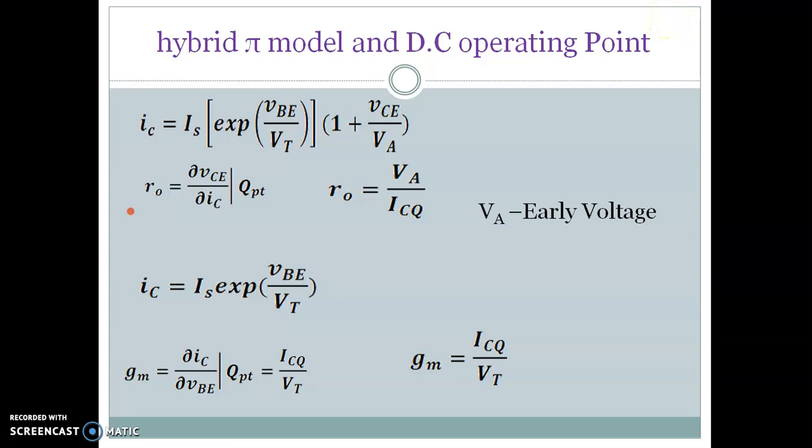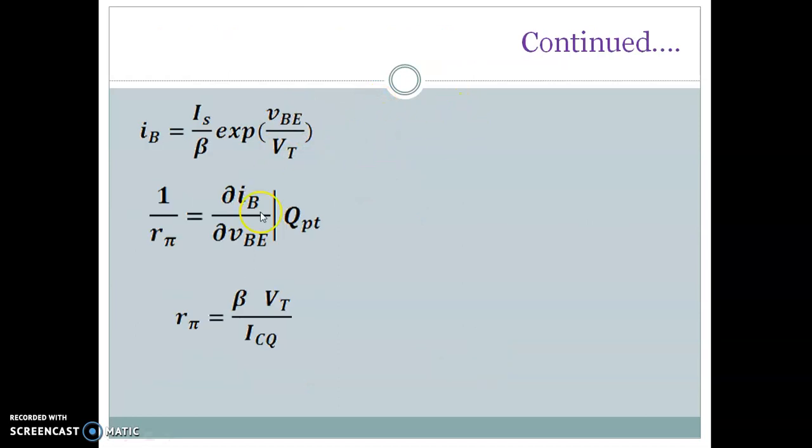Next, the hybrid pi parameter model and the DC operating point relationship. We want to first find out R0, which is the output impedance. To get the output impedance, we take the ratio of the change in output voltage to the change in current, so it is dou VCE by dou IC at the operating point. IC is given as IS exponential of VB by VT, and including the early effect, it is times 1 plus VCE by VA. Now differentiate IC with respect to VCE and then take the reciprocal. So dou IC by dou VCE will give us IS exponential of VB by VT, 1 plus VCE by VA, into 1 by VA.